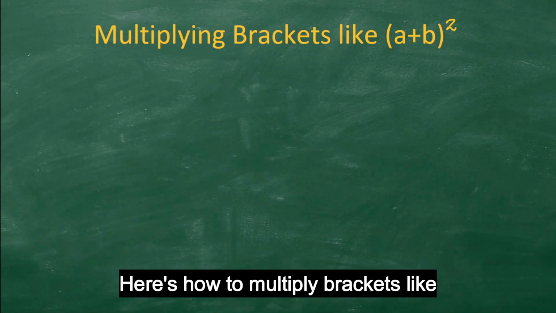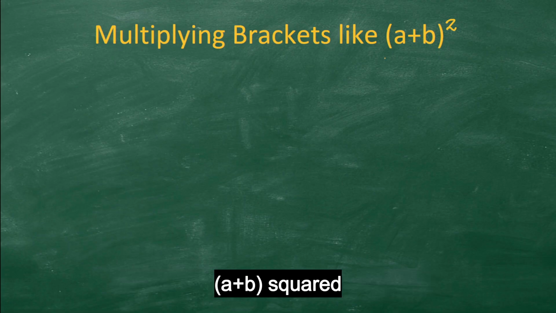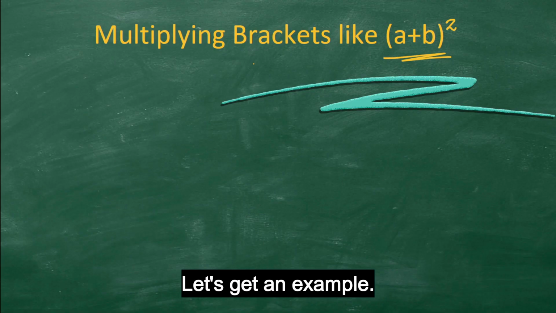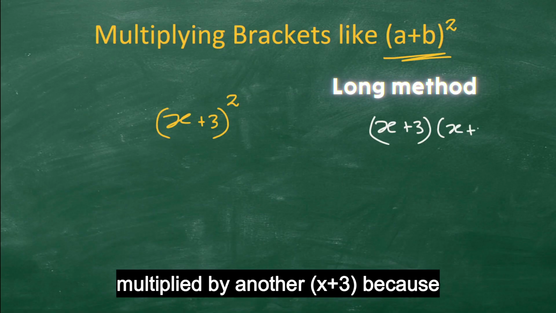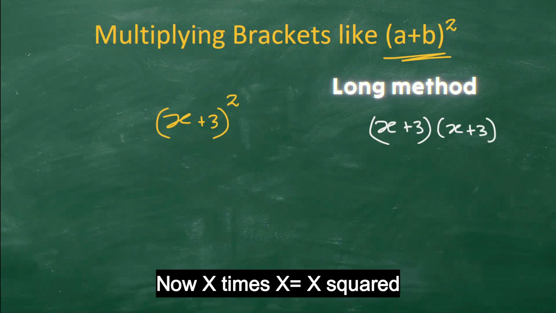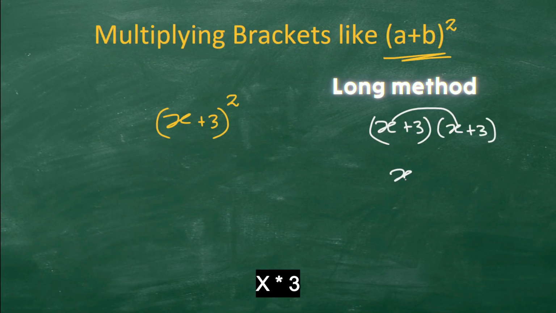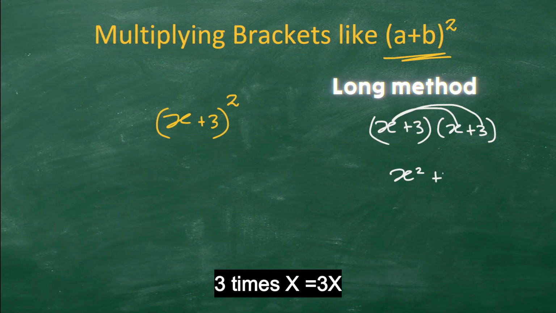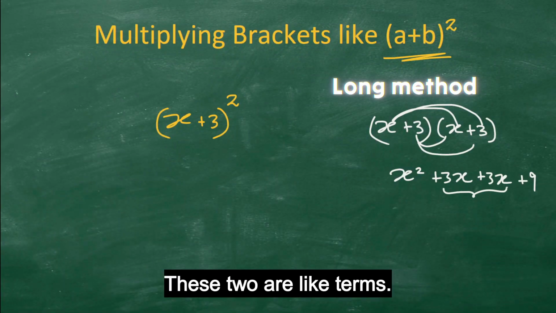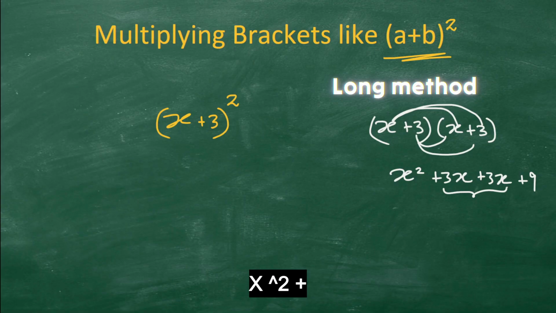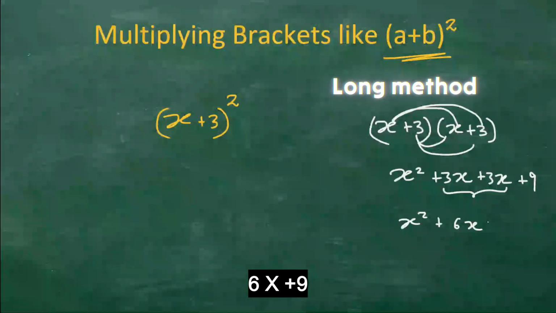Here's how to multiply brackets like (a + b) everything squared in seconds. Let's get an example. (x + 3) multiplied by another (x + 3), because that's what a square is. Now x times x, x squared. X times 3, 3x. Then 3 times x, 3x, and then 3 times 3, 9. Now these two are like terms, so you have x squared plus 6x plus 9.